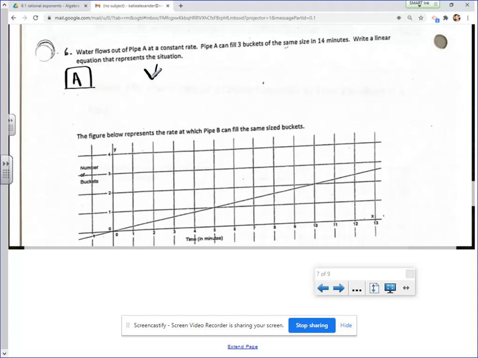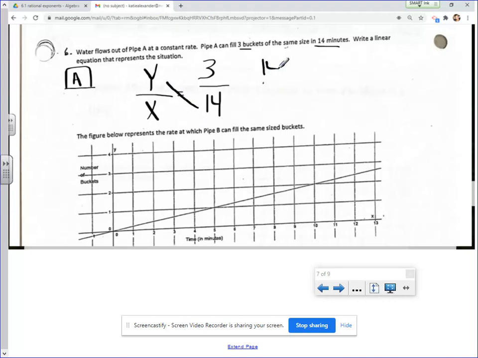So remember, when you have a word problem, you always start it with y over x. Remember, time is always on the bottom. So we're talking about 3 buckets in 14 minutes. Which one of those is a time? So 14 minutes goes on the bottom, and 3 buckets will go on the top. So what we need to do is come up with an equation. So what is diagonal from y?